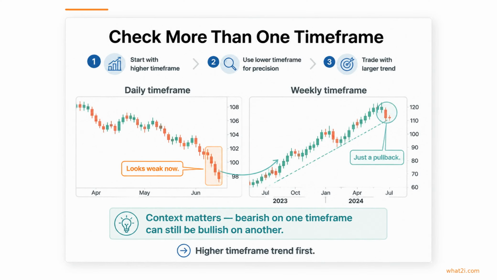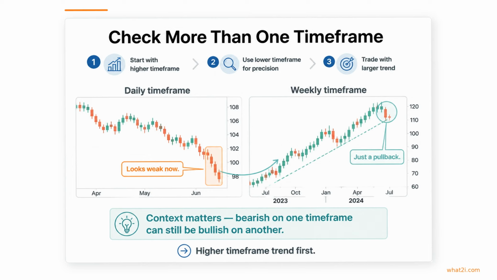Trend always depends on time frame, which is why looking at more than one time frame is so important. A daily chart might look weak because price is pulling back, while the weekly chart still shows a healthy, broader uptrend. Starting with the higher time frame helps you understand the larger direction first. Then you can use a lower time frame to improve timing and define entries, exits, or risk more precisely. This prevents you from mistaking a normal pullback for a major change in trend. Good decisions usually come from aligning shorter-term actions with the larger trend whenever possible.